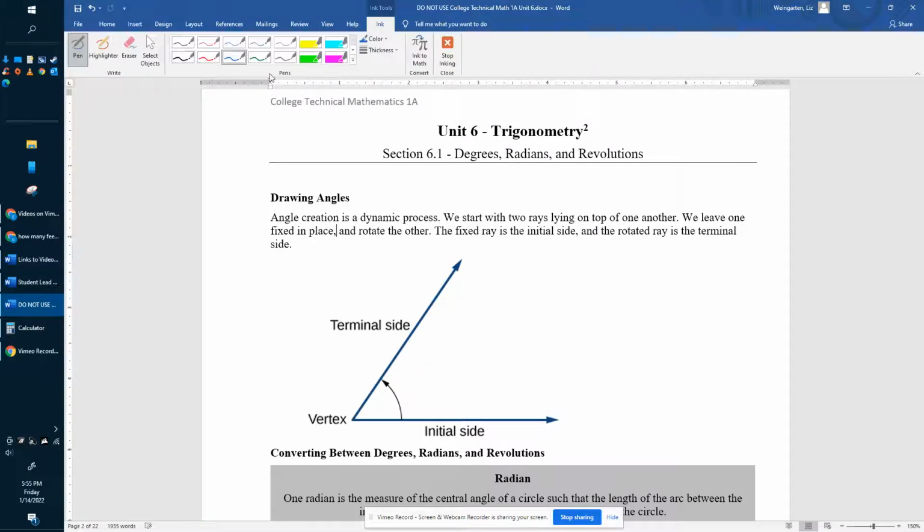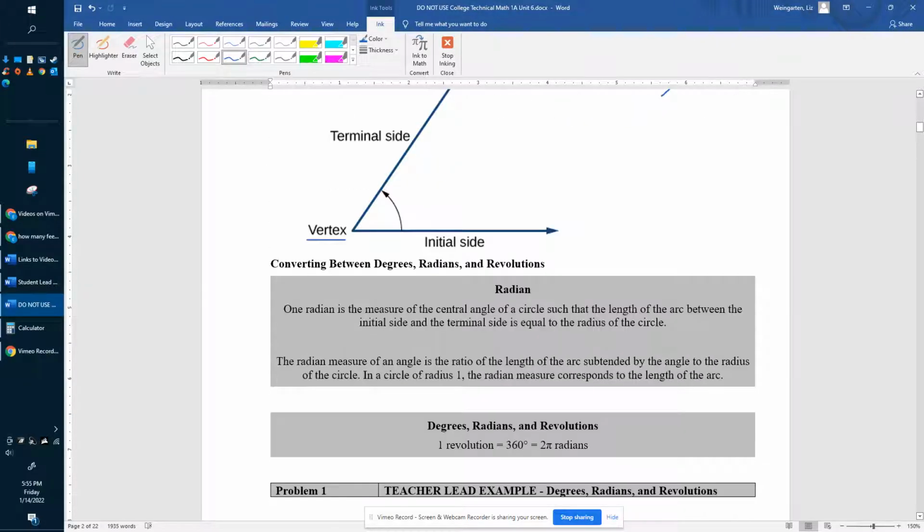There is a thing called a ray. A ray is essentially a line that has an arrow at the end. It starts someplace and then goes on forever. When we draw an angle, we are drawing two connecting rays. They connect at the vertex, and that's where our angle is. We have the initial side where the angle starts, and the terminal side, which is where the angle ends.